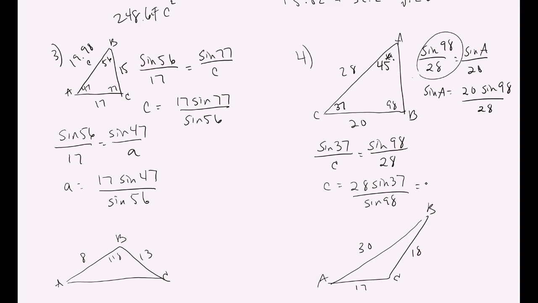So after we type that in, what am I getting here? I am getting 17.01. I mean, it's really close to a whole number, so I'll just go with 17. So that's what we're getting, and hopefully that is working out for you. So both of those were law of sines problems.